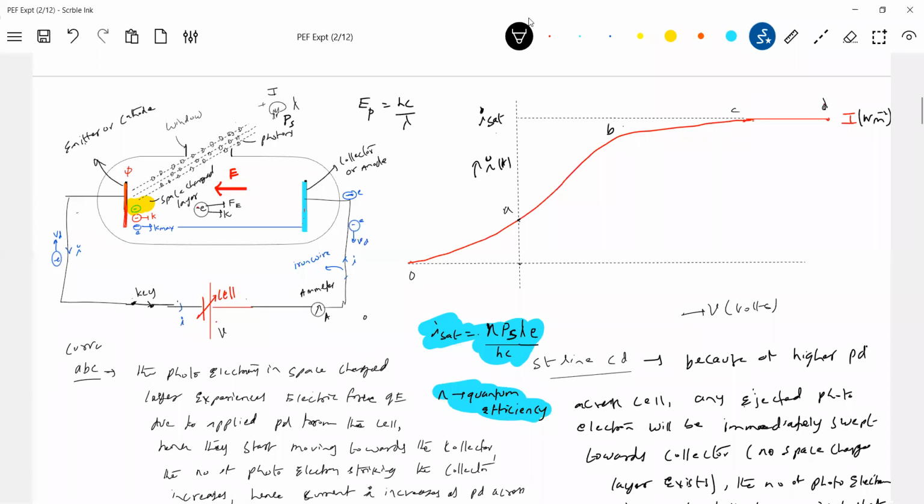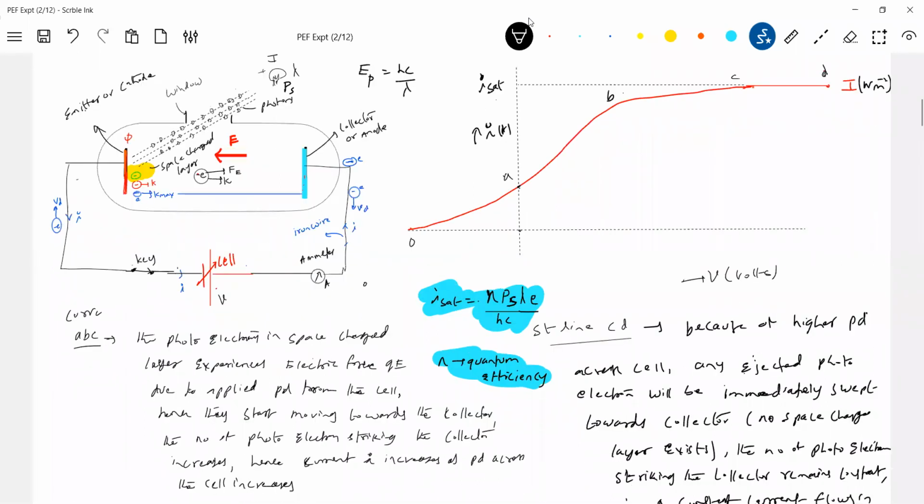Now I will reverse the polarity across the cell. That means the positive terminal, instead of connecting to the collector, I'll connect the negative terminal to the collector. Then we'll see what conditions arise.